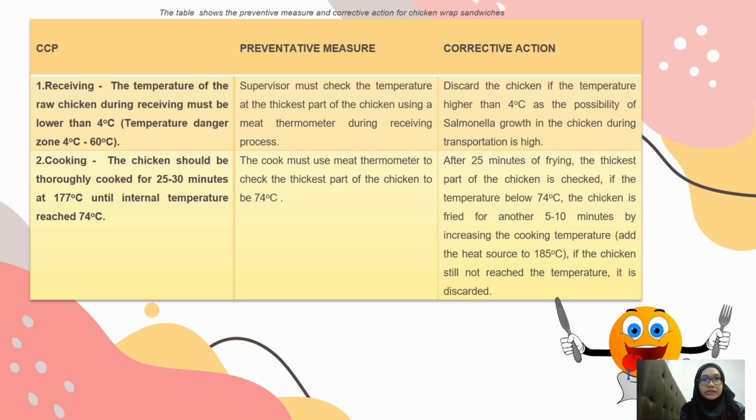For the second CCP, which is during the frying process, the preventive measure taken is that the cook must use a meat thermometer to check the thickest part of the chicken. If the chicken is lower than 74 degrees C, the chicken needs to be recooked for another 5 minutes. If not, the chicken should be discarded.